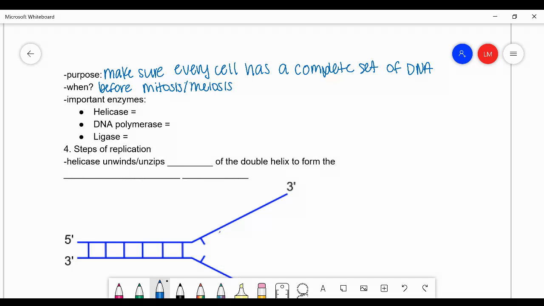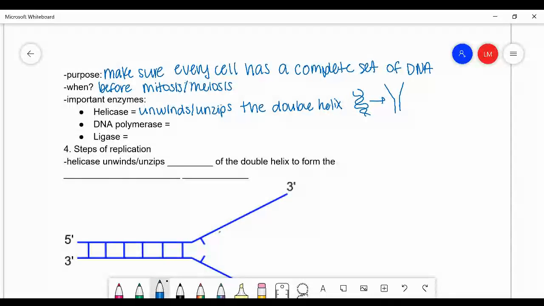Before we get into the details of replication, I want you to be familiar with 3 important enzymes that are essential for DNA replication. The first one is called helicase. Helicase unwinds/unzips the double helix. So our double helix is this squiggly shape here. We want to open that up before replication can occur. So helicase is going to break those hydrogen bonds and open up that double helix.